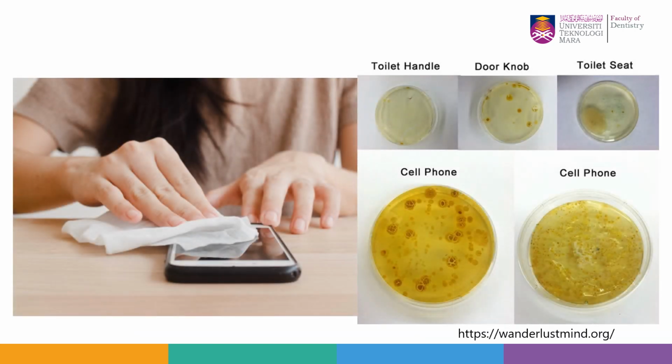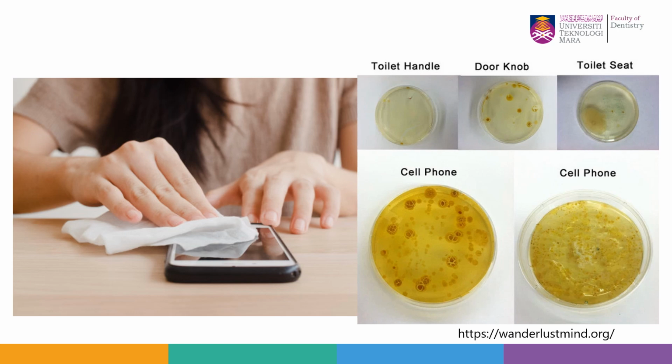To start, let me highlight one of the common things in your daily activities, which is your smartphone or handphone. If you look at the photo on the right side, you will see agar plates that have been swabbed with samples from different locations: toilet handle, doorknob, toilet seat, and also cell phone. Based on your basic microbiology knowledge, if there is something on the agar plate, it means some growth is going on, collected from the specimen area.